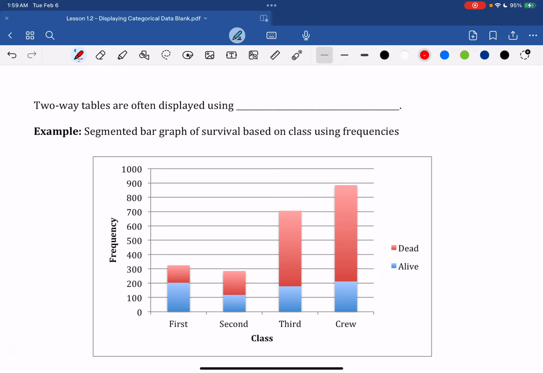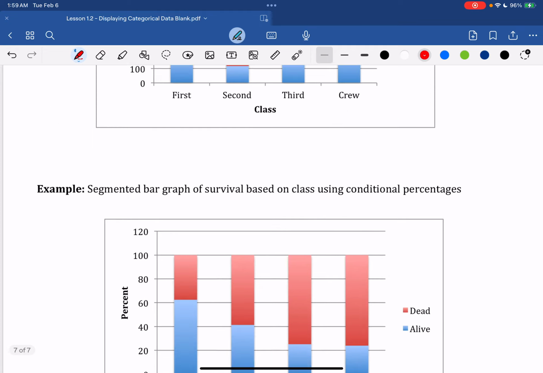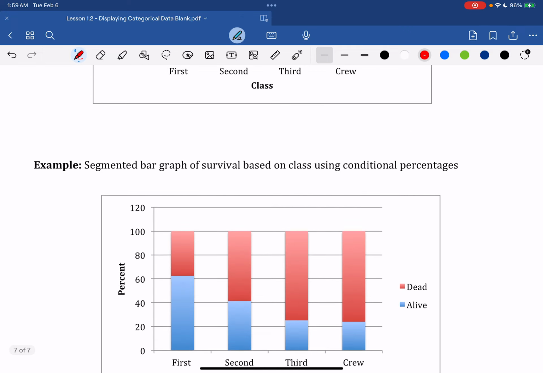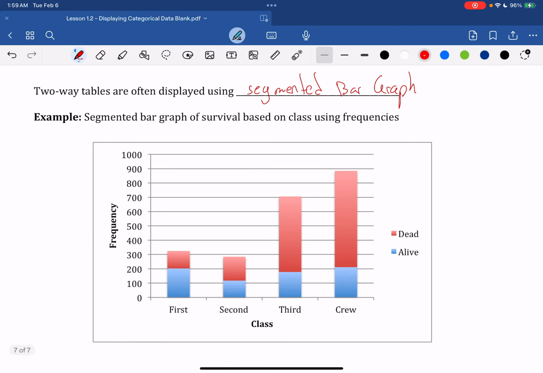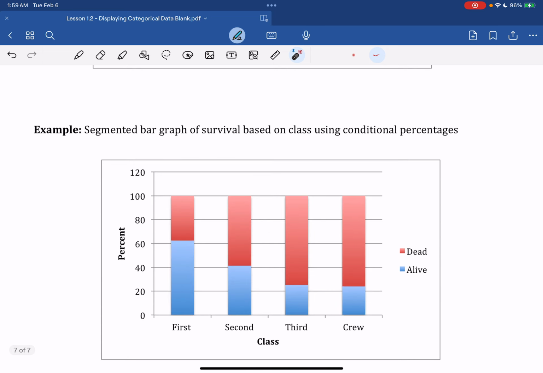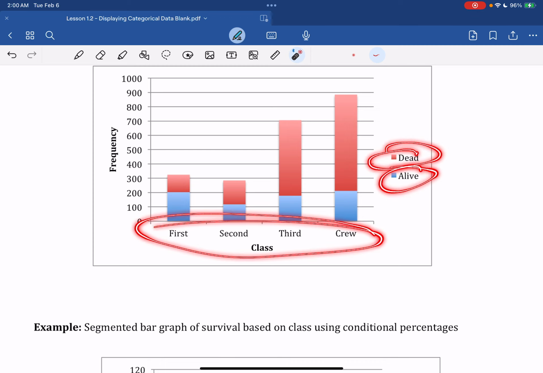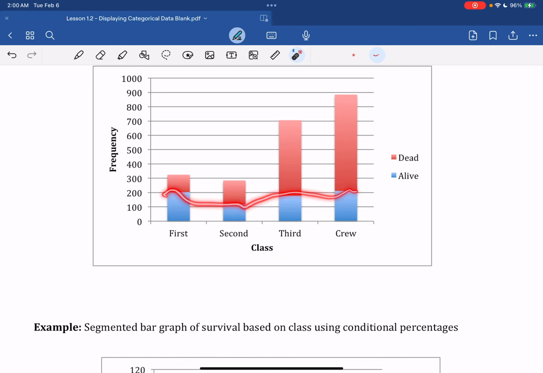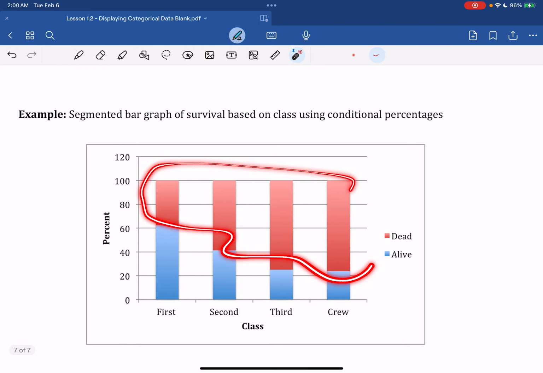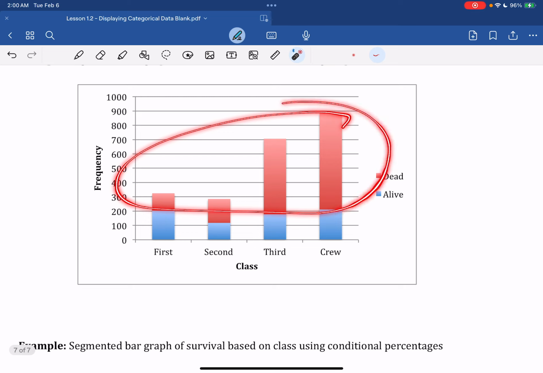Two-way tables are often displayed using segmented bar graphs. So those tables that we were just looking at can then be shown as a segmented bar graph. So here we see two bar graphs. The first one is our row, the second one is our column percentages, using our frequencies followed by our conditional percentages. We can see the dead and the alive based on the class. So these blue portions up here, followed by the red for the dead, as percentages and as our frequencies shown in relative.